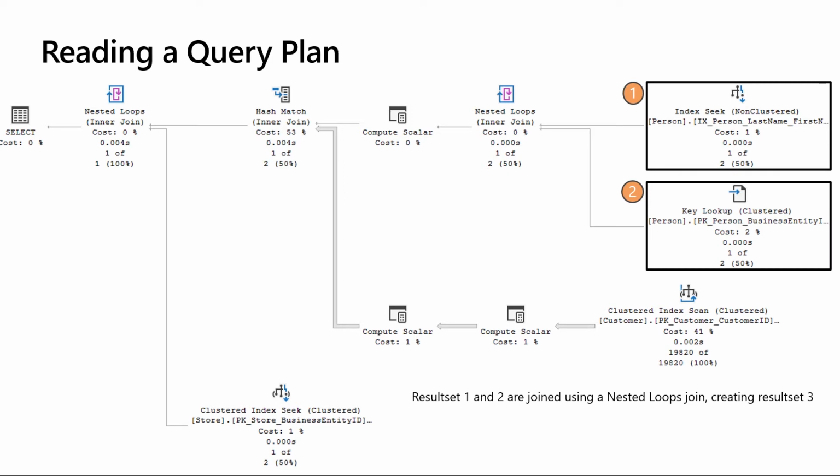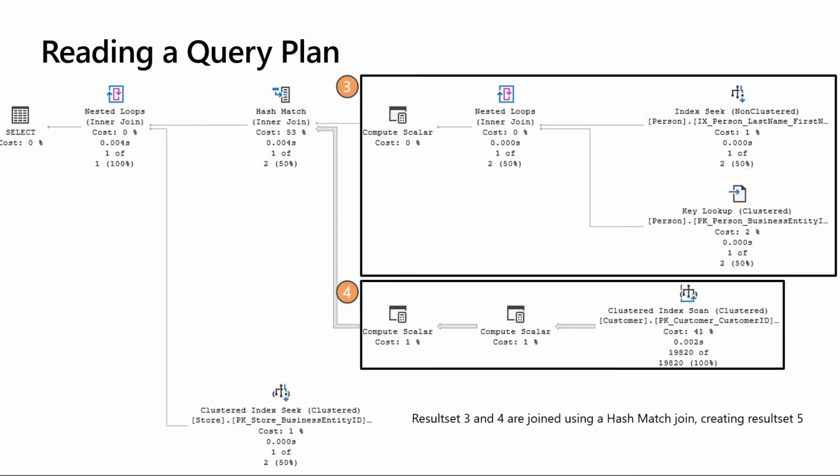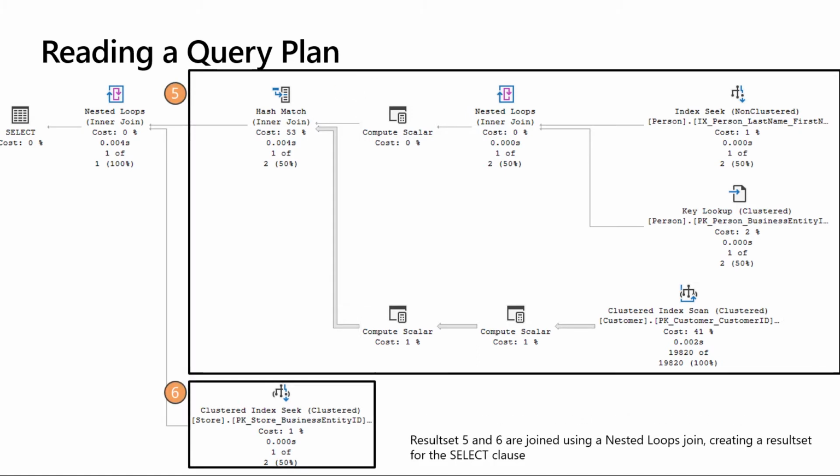Here we have result set 1 and 2 being joined by the nested loops and then creating a result set 3. We also have a result set 4, which stems from that lower branch there, the inner side of the hash match. So result set 3 and 4 will be joined, creating a result set 5, which then is joined with result set 6, which is the clustered index seek there, to create the result set for the select clause.